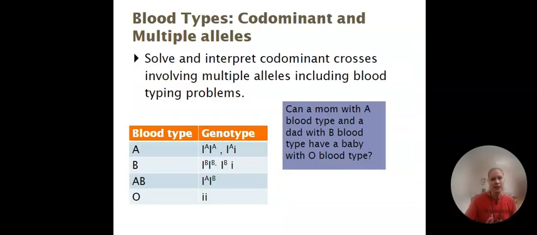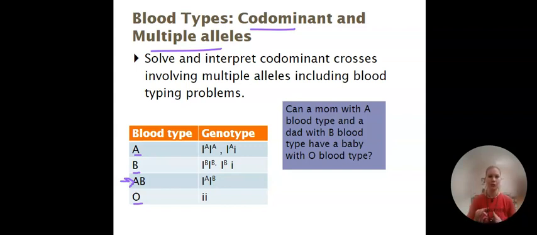Blood types are really interesting because they are a really good example of codominance and multiple alleles. So remember, codominance is when you have both alleles being expressed at the same time. So that's people who are AB blood type, right? Because A is dominant and B is dominant. And it's also an example of multiple alleles because there are 3 alleles that determine blood type, right? You have A, B, and O. Okay, so those are your 3 alleles.